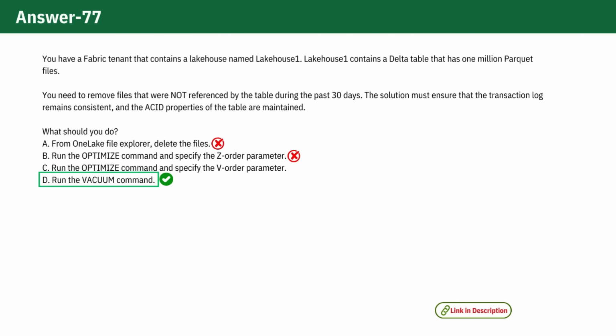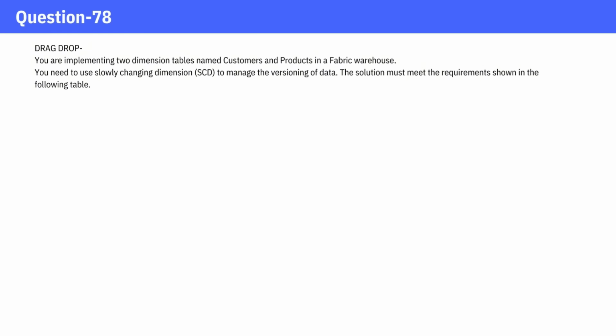Question 78. You are implementing two dimension tables named customers and products in a Fabric warehouse. You need to use slowly changing dimension, SCD, to manage the versioning of data. The solution must meet the requirements shown in the following table. Which type of SCD should you use for each table?